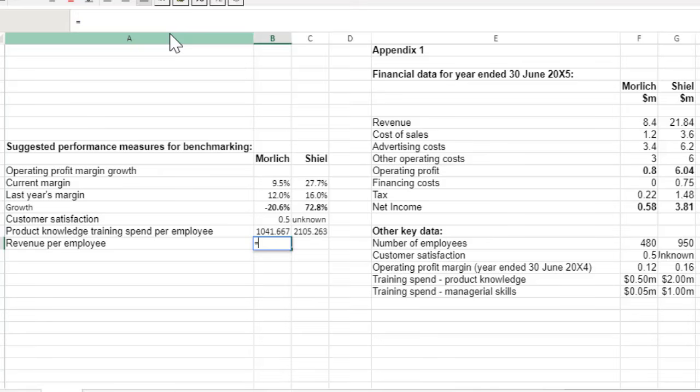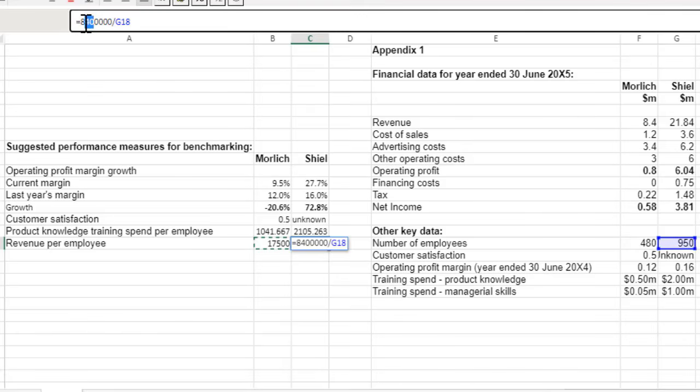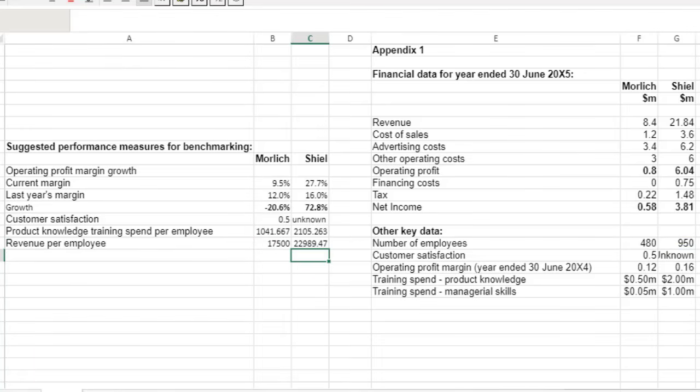Revenue per employee equals revenue in millions. So again, I'll do that by hand. 8,400,000 divided by the number of employees. And we can copy that over to the next cell. And we'll have to change out the revenue line again. For Shield, their revenue is 2184. So 21,840,000. And look at that.